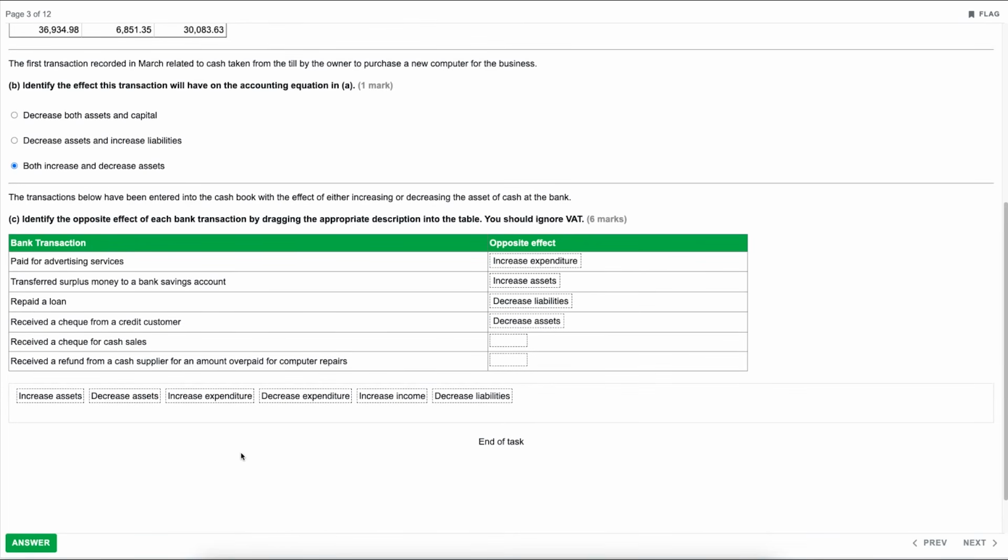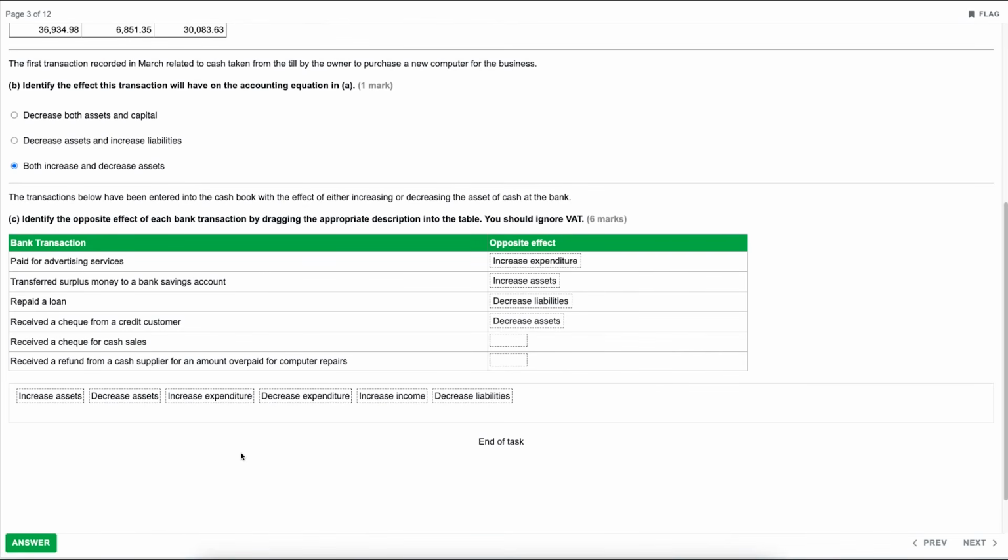Now the fifth one says received a check from cash sales. Now that would be a debit within our bank account because it's increasing our bank balance. Because it's a cash sale, that means that it's an immediate sale and therefore it wouldn't have been recorded within our accounts yet.